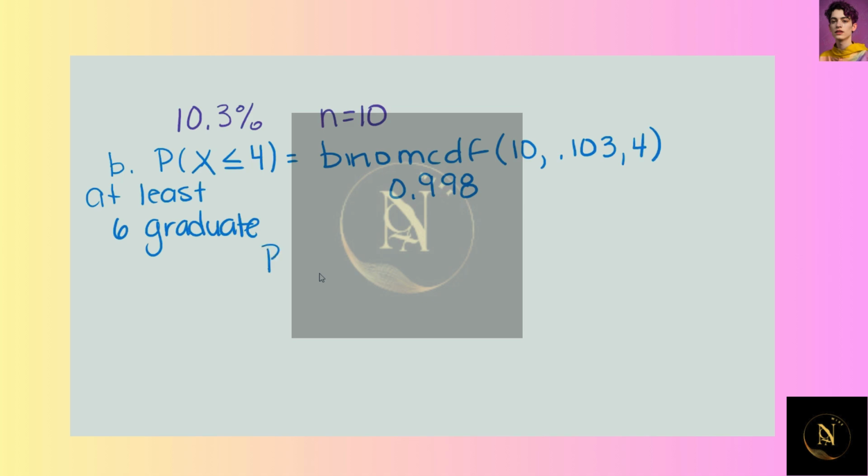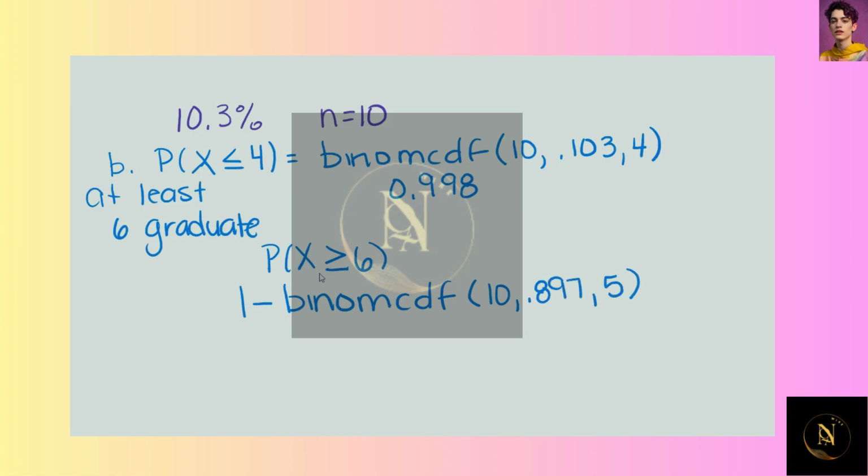But if you wanted to solve it as x is greater than or equal to 6, you would do 1 minus a binom CDF. But remember, since you're looking at the number that graduate, you are looking not at the probability of success of 0.103. You want to look at the failure, which is 0.897. And then you always go 1 less, and when you do that, you're going to get the same answer of 0.998.